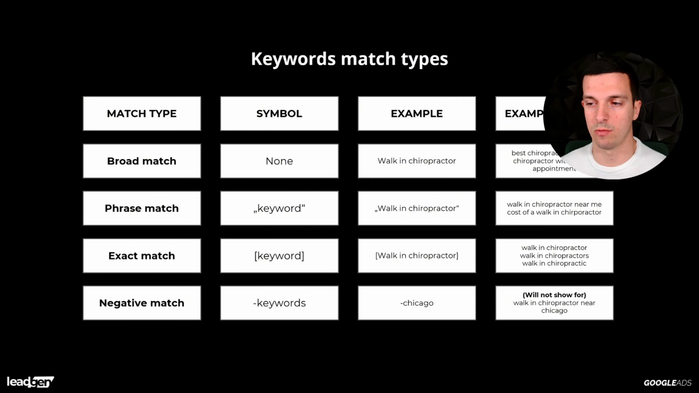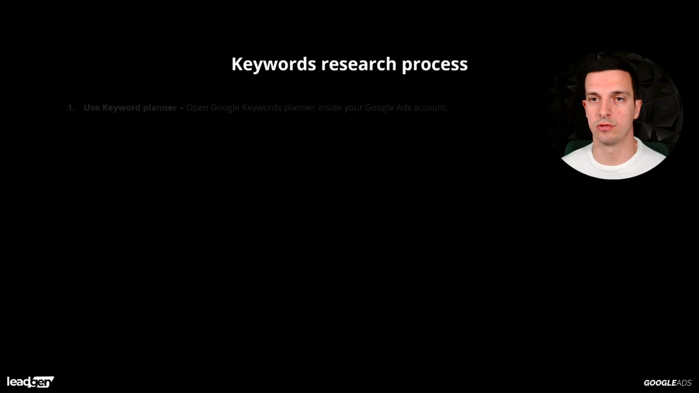So basically walk-in chiropractor near Chicago, if you have a negative keyword Chicago or free or worst or something negative, then the ad won't show. And this is a huge part in the optimization process, because there are a lot of negative keywords that you want to add so you don't show for them, and that you optimize the campaigns the best way. But don't worry, I'm gonna show you step by step how to do this.